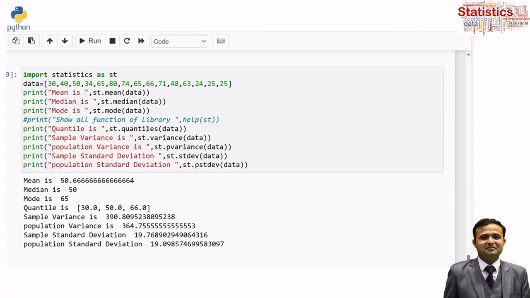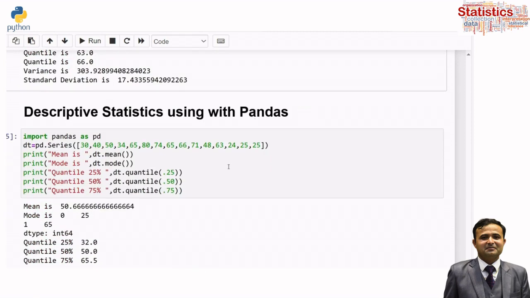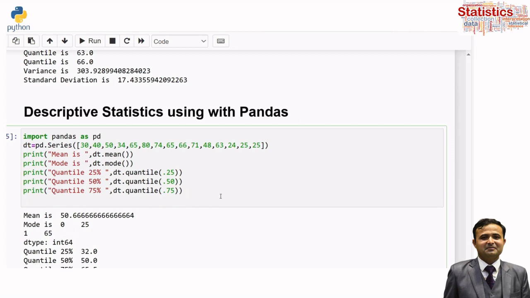Now try to complete this, including with NumPy and pandas. We are talking about finding out the same.